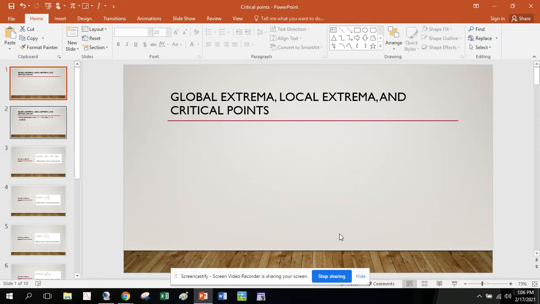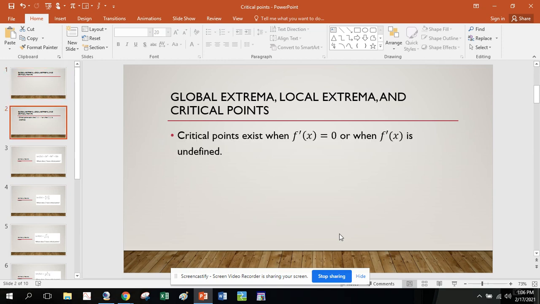Hey everybody. So in today's lesson, I'm going to be talking to you about what it means to have global extrema, local extrema, and more importantly, critical points. Okay. So the definition of a critical point is this. It's where the derivative of the function equals zero or where the derivative of the function is undefined.